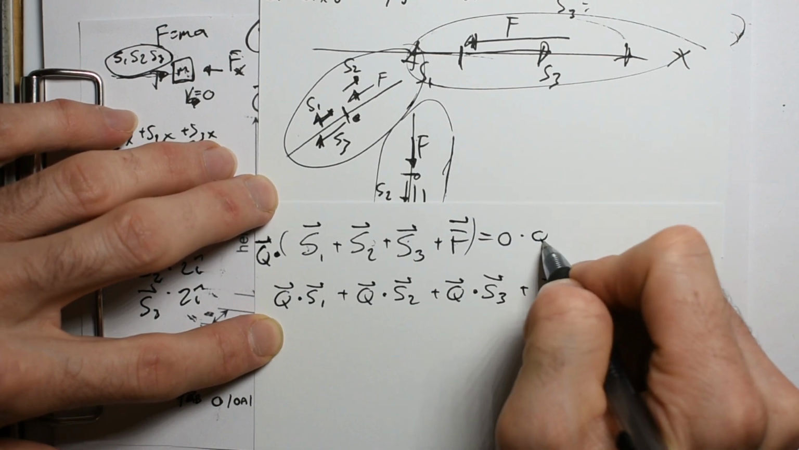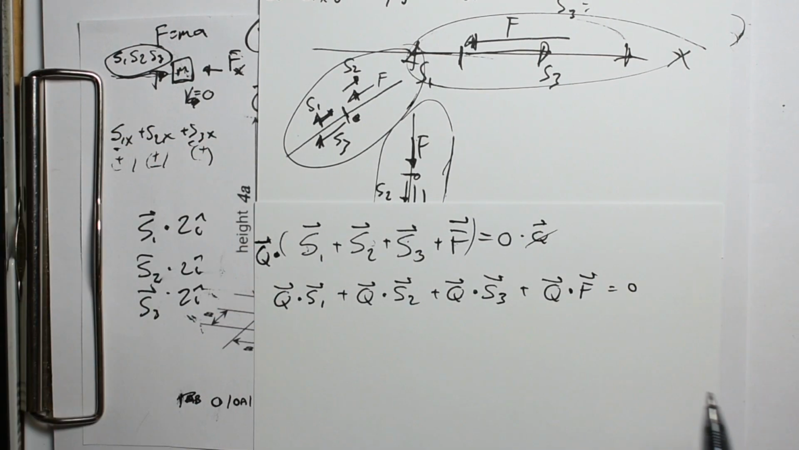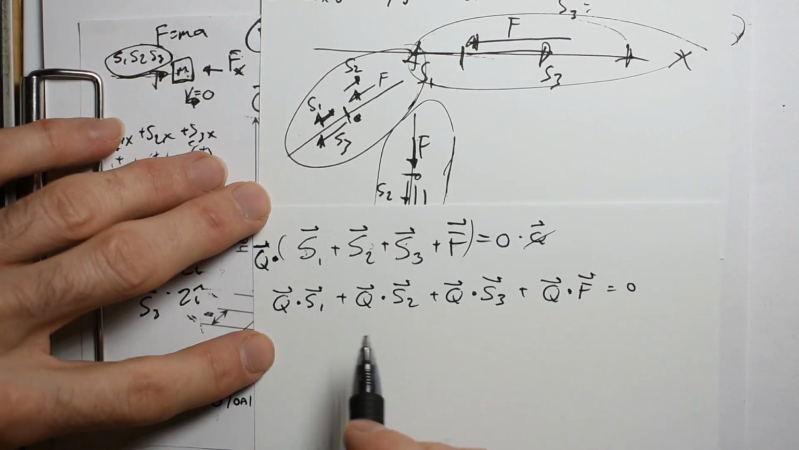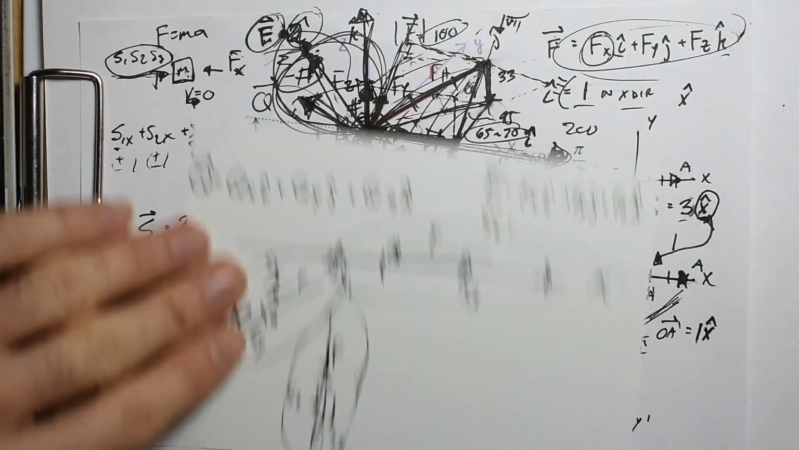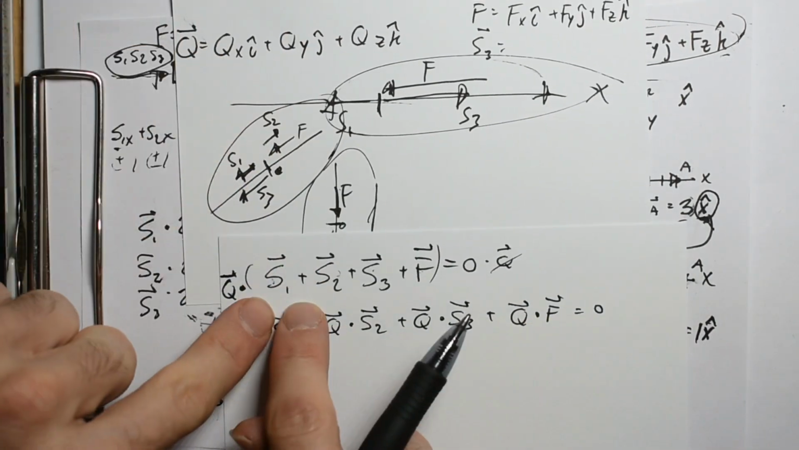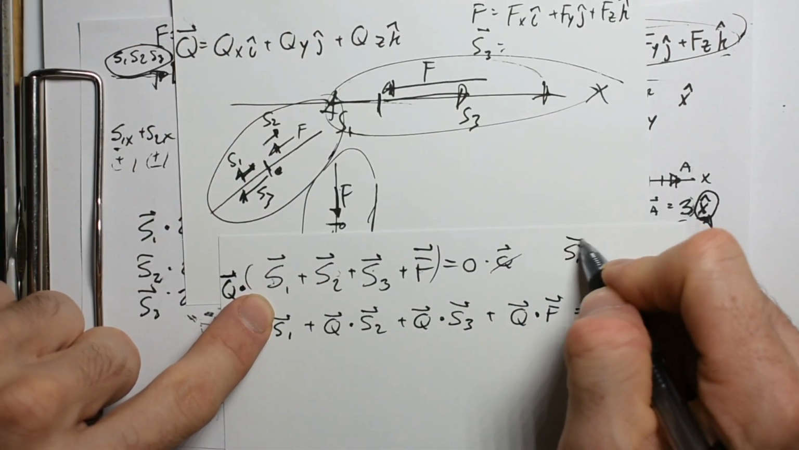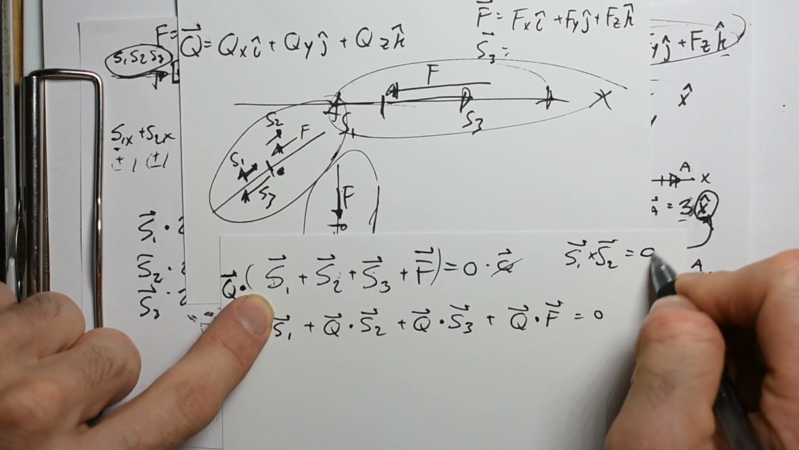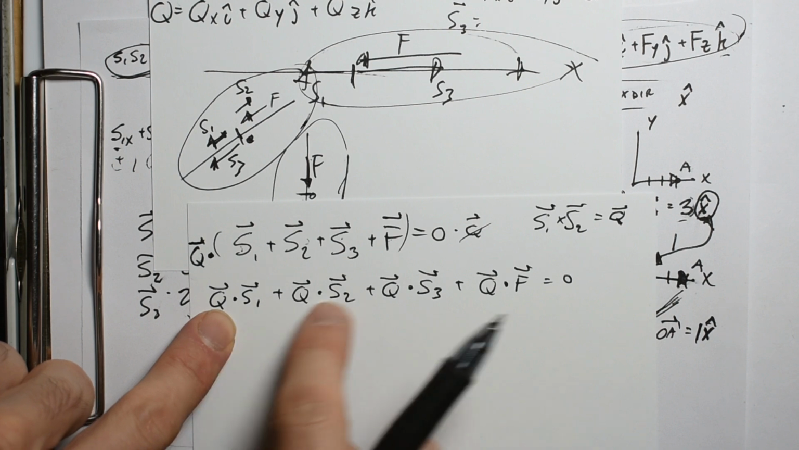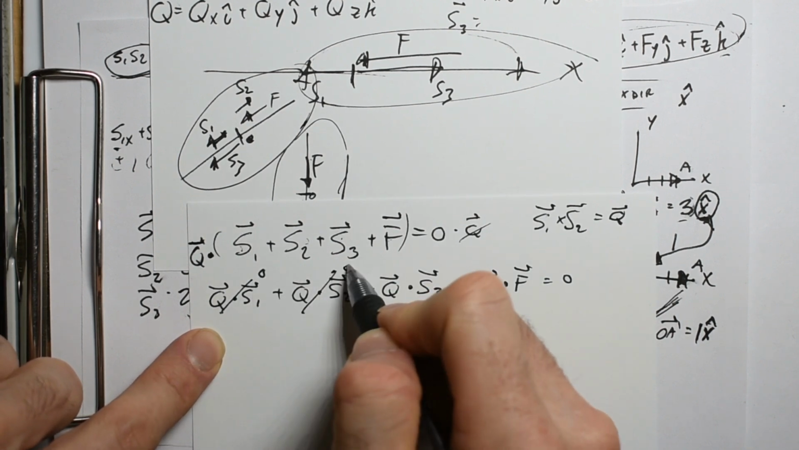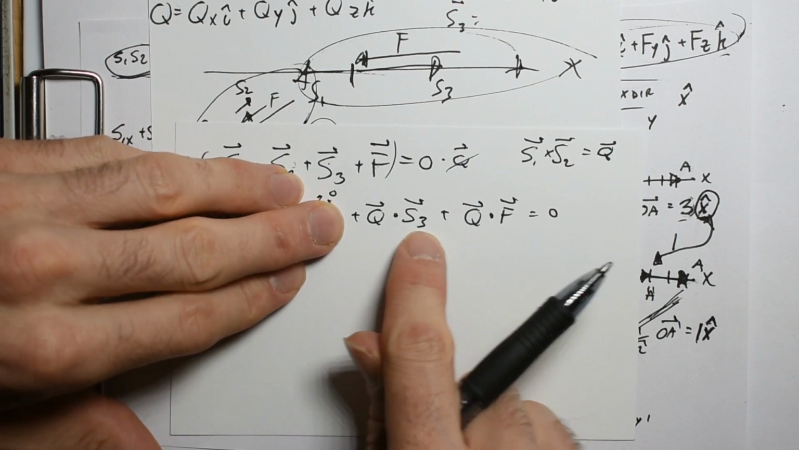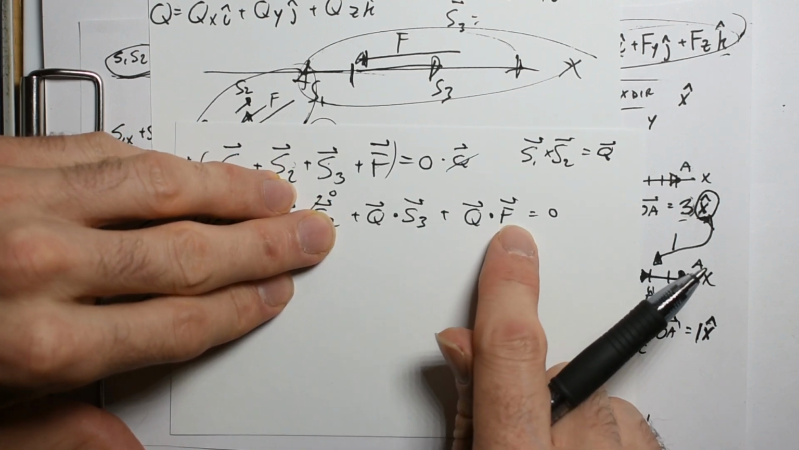And it's still 0 dotted with Q, but that should be obvious. Okay, so now I know that the cross product that I took was S1 cross S2. So if I crossed S1 and S2, that's where I get this vector Q. And so when I dot it into S1 and S2, these are both 0. Okay, so now I'm just left with Q dotted with S3 plus Q dotted with F.